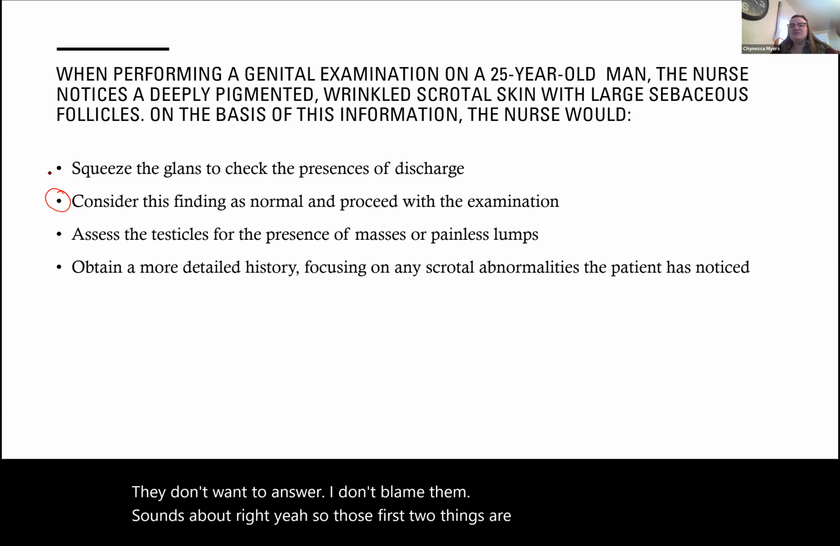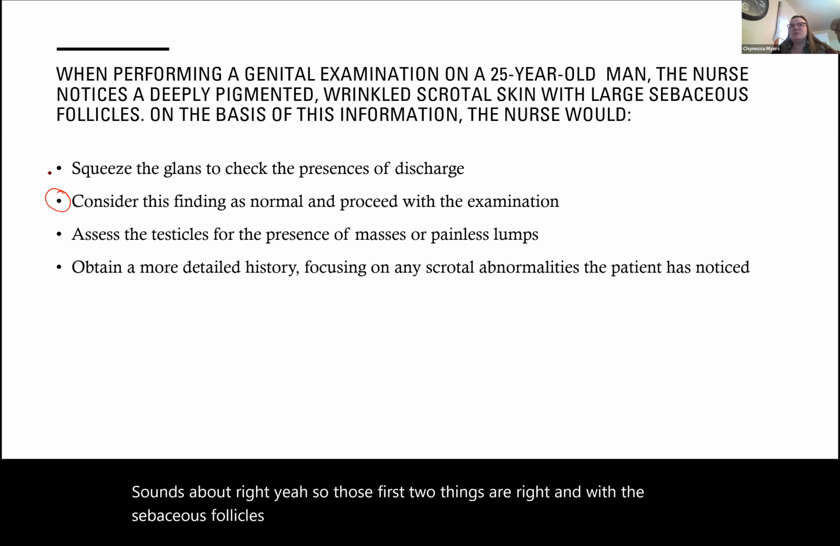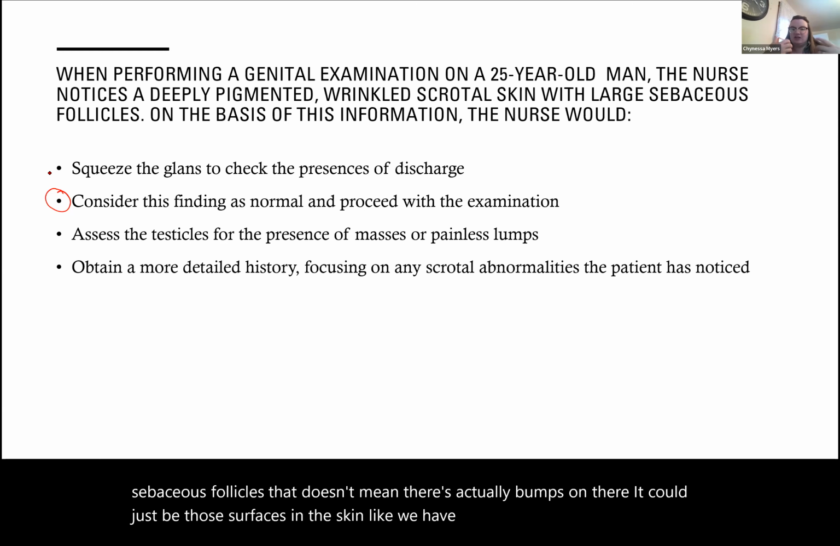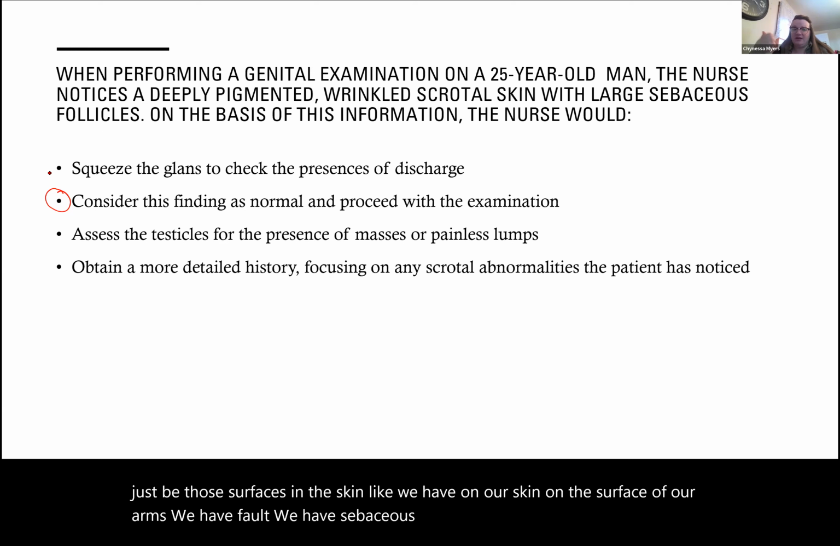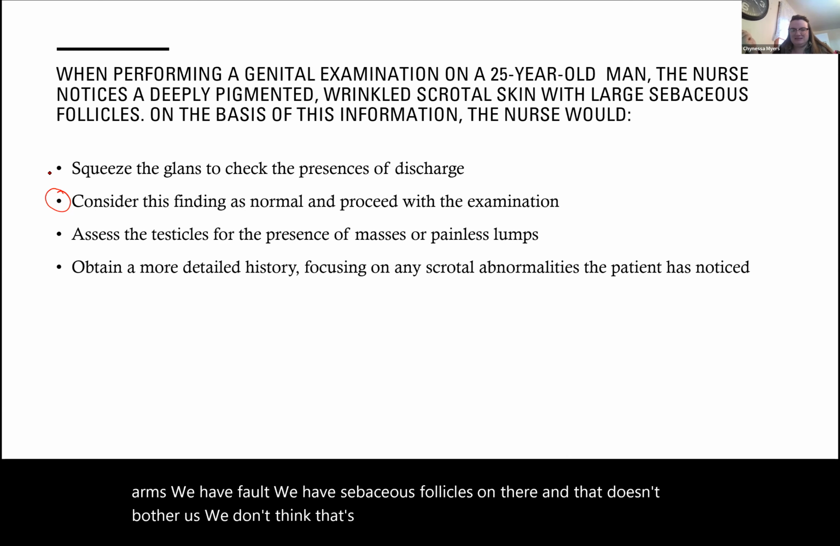And with the sebaceous follicles, that doesn't mean there's actually bumps on there. It could just be those surfaces in the skin like we have on the surface of our arms. We have sebaceous follicles on there, and that doesn't bother us. We don't think that's abnormal. Does that make sense?